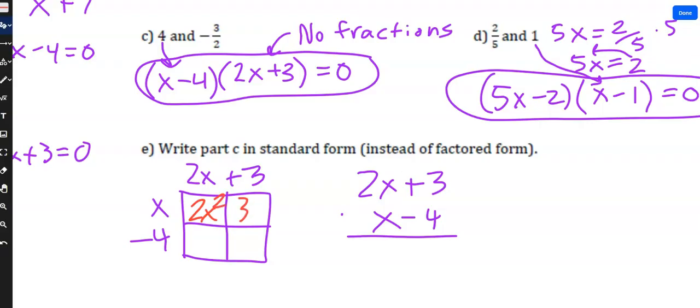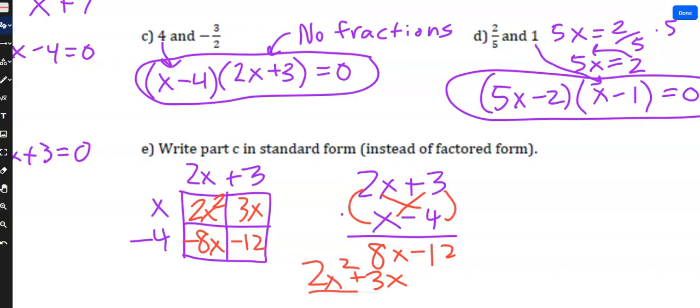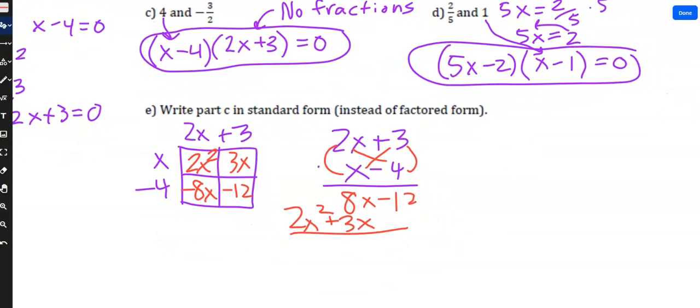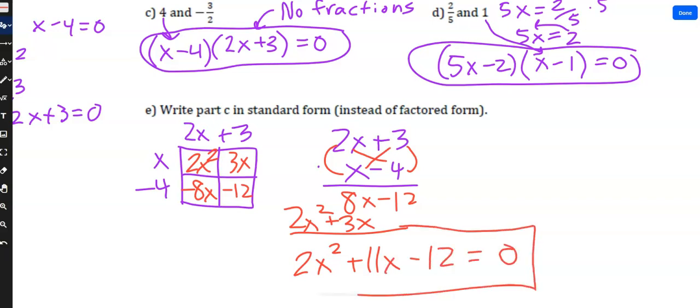If you like the box strategy, then you would be filling this in, and if you like the other one and you're going negative 12 and 8x and 3x and then 2x squared, if this is your strategy, we're all going to come up with the same answer, right? 2x squared plus 11x minus 12 equals 0. This is the standard form version of part C.